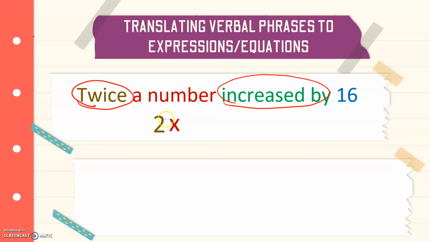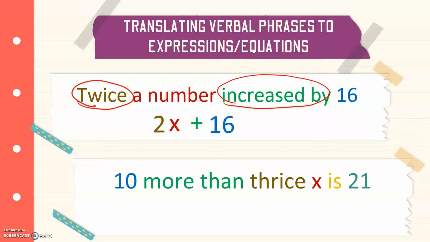Then after getting twice of that number, we'll have to increase. When you say increase, that's addition. We will increase it by 16. So for our answer, it will be 2x plus 16.